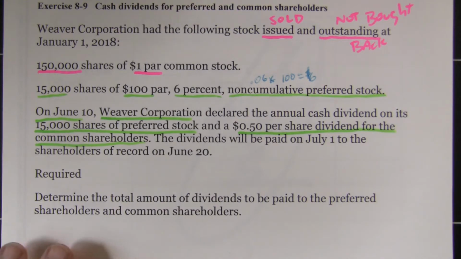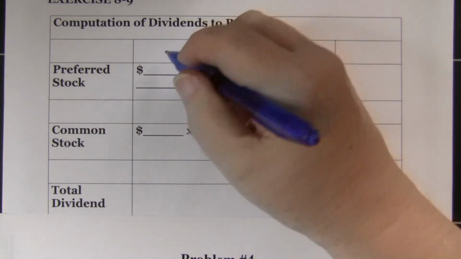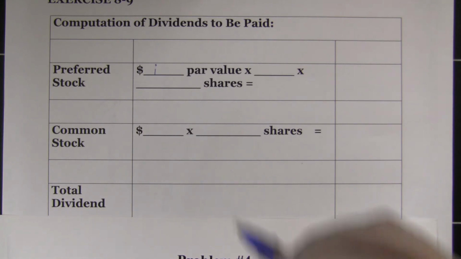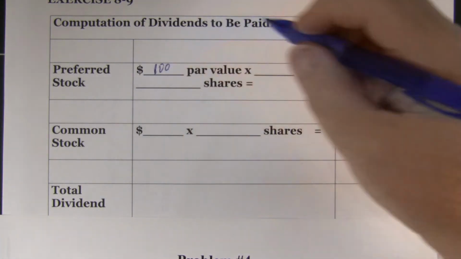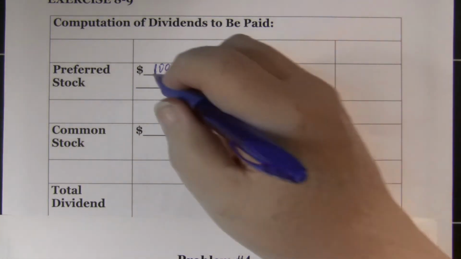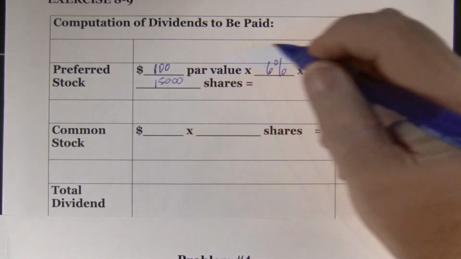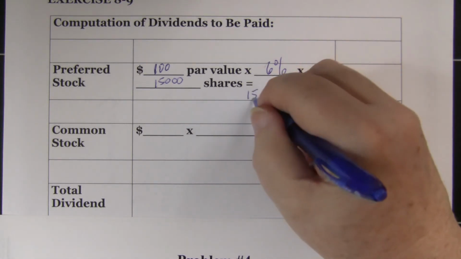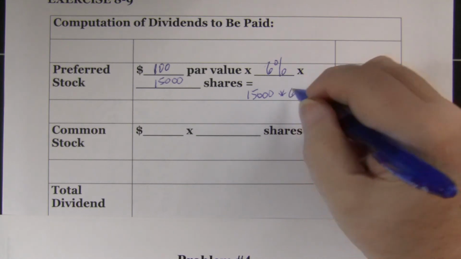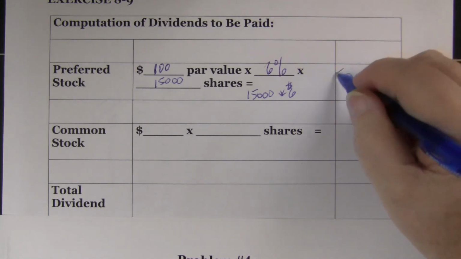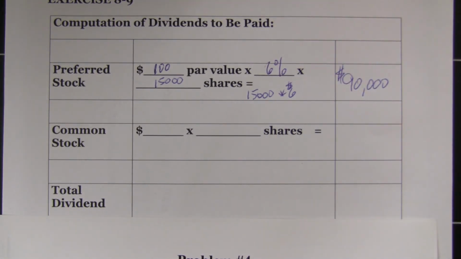Let's get to it. First, we'll do the preferred stock. So we have $100 par, and it's 6%, and it's 15,000 shares. I'm lazy. I'm just going to take 15,000 times $6. $90,000. That's how much is going to our preferred shareholders.